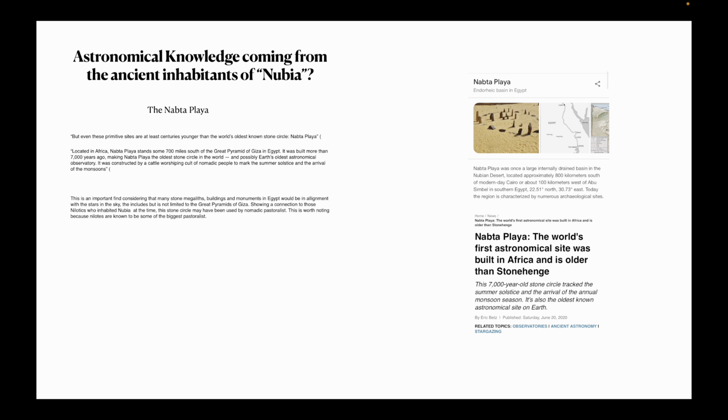This is a quote from this bottom article that I saw right here, the one that says Nabta Playa, world's first astronomical site built in Africa, is older than Stonehenge. And then here under that quote, I have my little description of it. I'm gonna read it. It says, "This is an important find considering that many stone megaliths, buildings, and monuments in Egypt would be in alignment with the stars in the sky. That includes, but is not limited to, the Great Pyramids of Giza, showing the connection between those Nilotics who inhabited Nubia. At the same time, the stone circles may have been used by nomadic pastoralists. This is worth noting because Nilotes are known for being some of the biggest pastoralists."